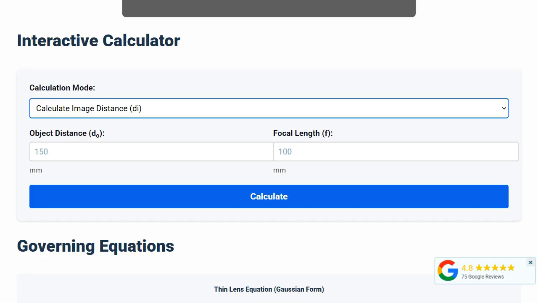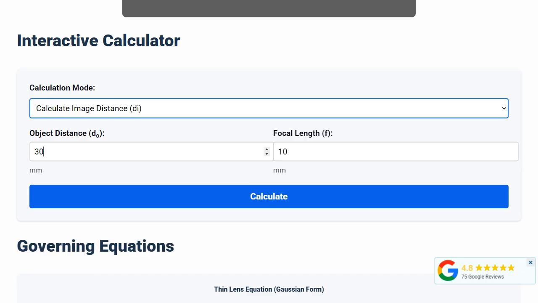To use this calculator, you'll need to enter values for any two of the three main parameters. First, input the focal length of your lens in centimeters, positive for converging lenses, negative for diverging lenses. Next, enter the object distance, which is how far your object is placed from the lens. The calculator will then determine the image distance, showing where the image forms.